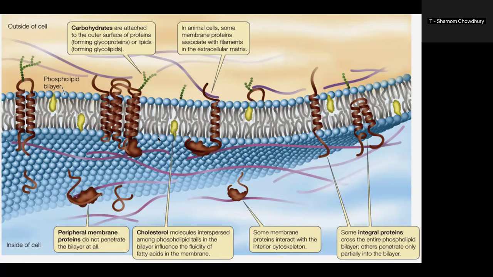As you mentioned before, cholesterol molecules are responsible for influencing the fluidity of fatty acids, so it can allow more things to go through or less things to go through. Then there are also membrane proteins. Some of them are associated with filaments in the extracellular matrix, and these membrane proteins can also be transport proteins as well. And then you have integral proteins. Some integral proteins cross the entire phospholipid bilayer, others only penetrate partially into the bilayer. So all of these combined are responsible for maintaining our cell membrane.